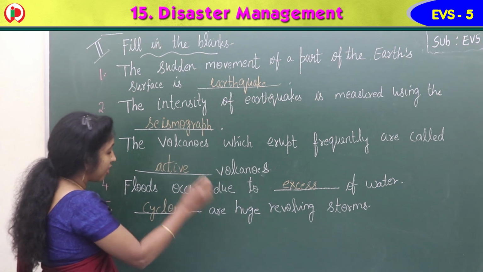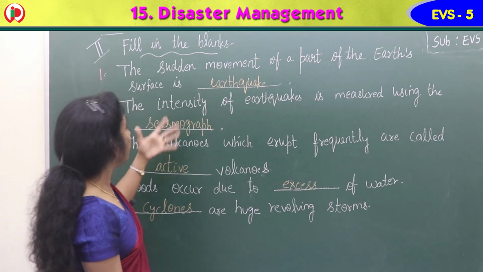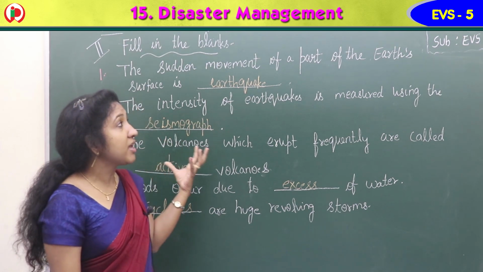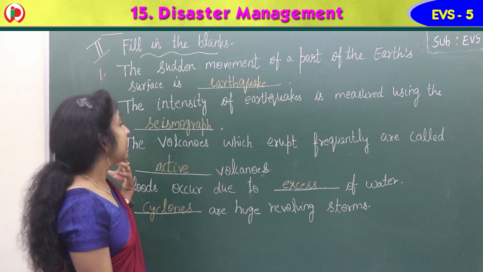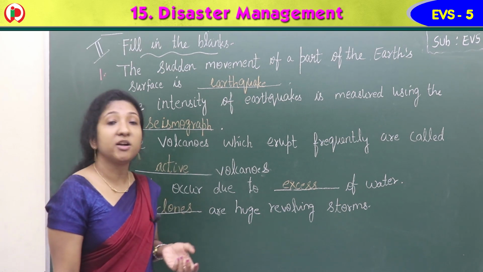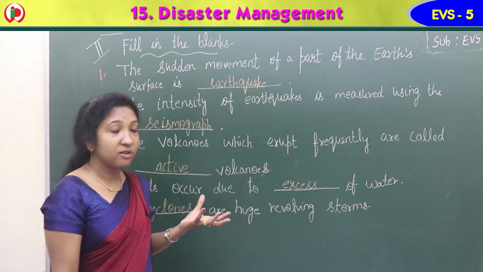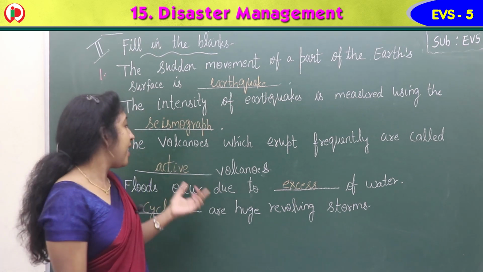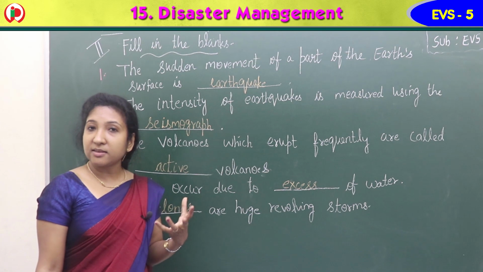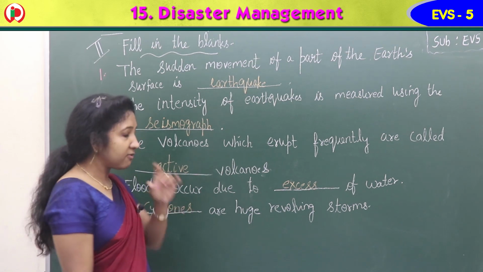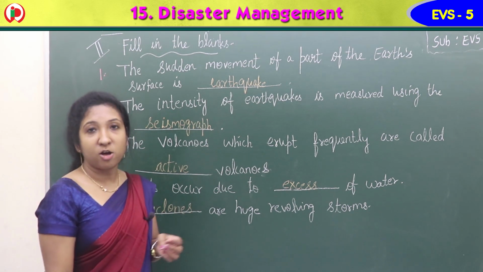Cyclones. Cyclones are huge revolving storms. So first fill up: the sudden movement of a part of the earth's surface is earthquake. Second, the intensity of earthquakes is measured using the seismograph. Third one, the volcanoes which erupt frequently are called active volcanoes. Fourth one, floods occur due to excess of water. And the last one, fifth one, cyclones are huge revolving storms.